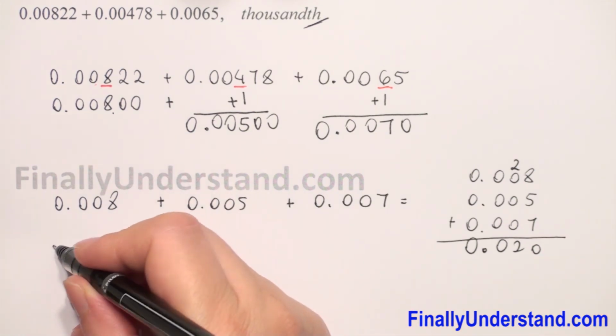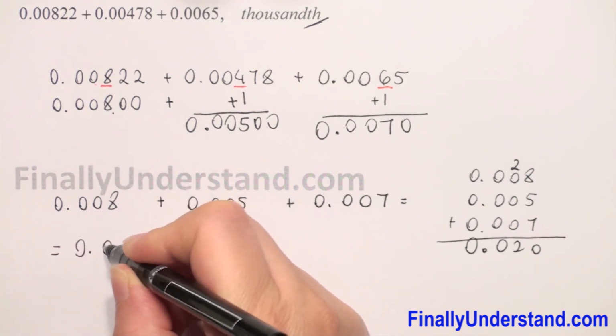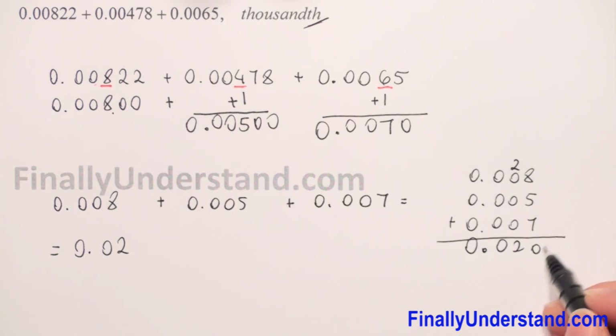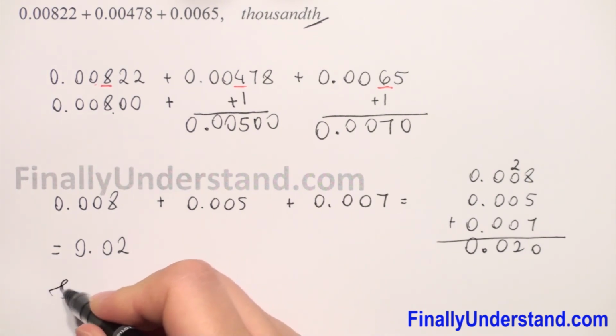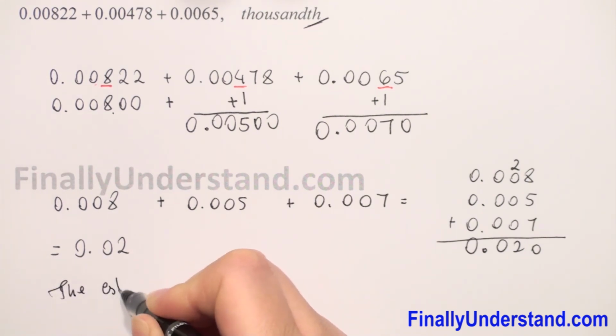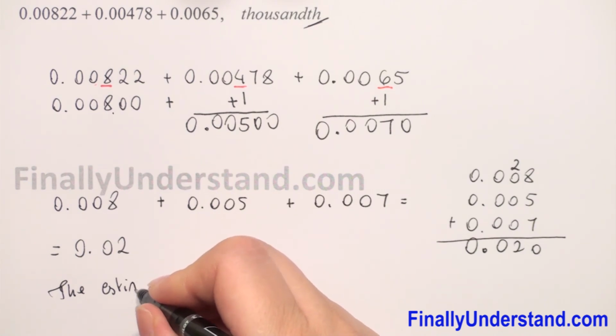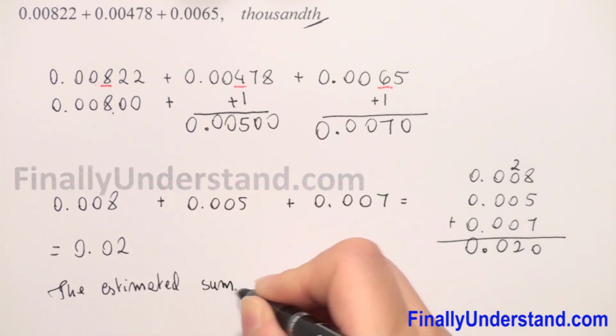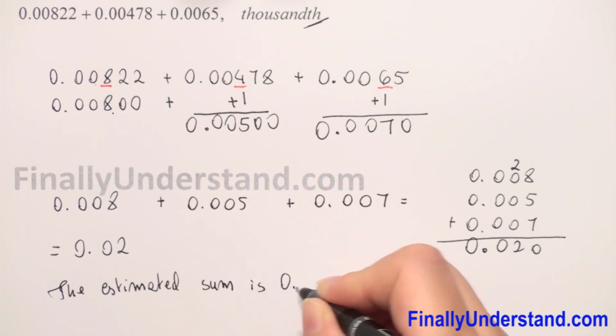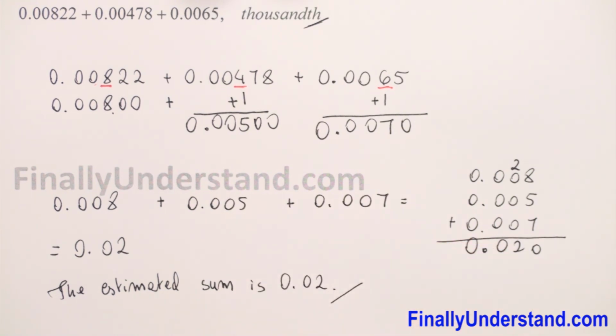So our solution will be 0.02. We don't need to write the last 0 because it doesn't change the value of our number. So our solution, the estimated sum, is 0.02. This is my solution.